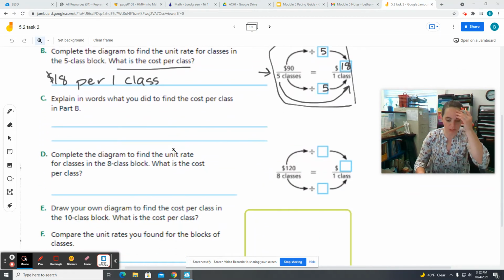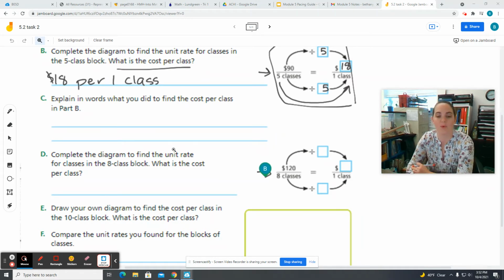All right, let's just work. I'm going to write off to the side here. We have our rate is, oh, it's right here. Perfect. That's right. It's in the diagram. We have $120 per every 8 classes. So we need to get down to our unit rate, which is cost per every one class.